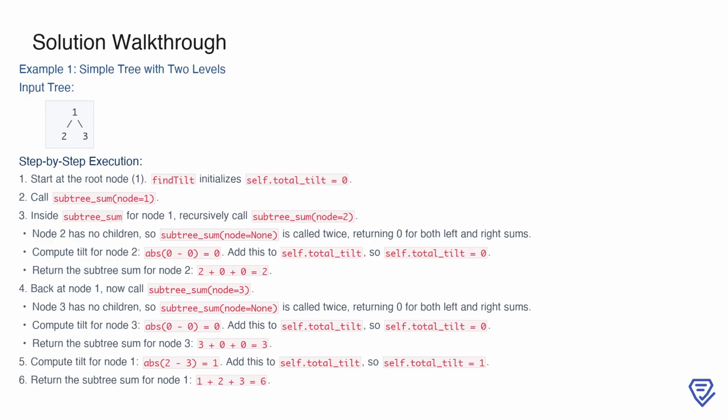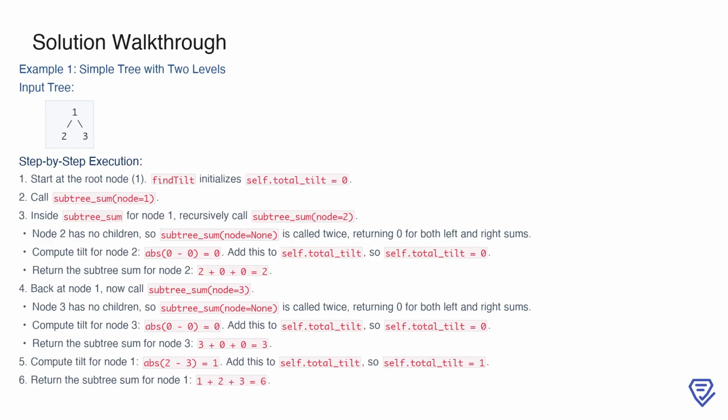Back at node 1, we move to its right child, node 3. Similarly, node 3 has no children, so the recursive calls return 0 for both sides. The tilt of node 3 is also abs(0 - 0) equals 0, which is added to self.total_tilt, keeping it at 0. The subtree sum for node 3 is 3 plus 0 equals 3.